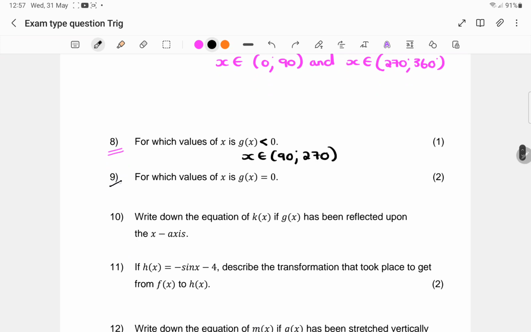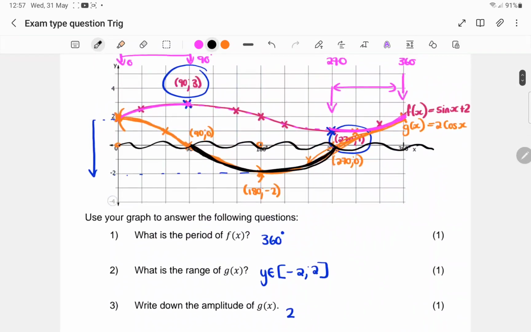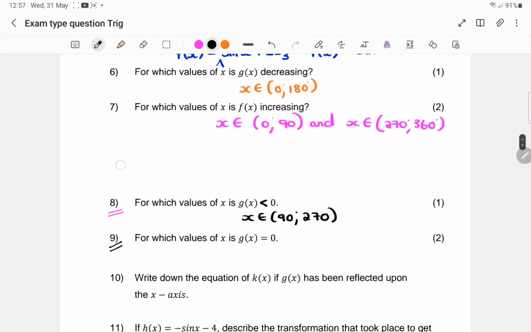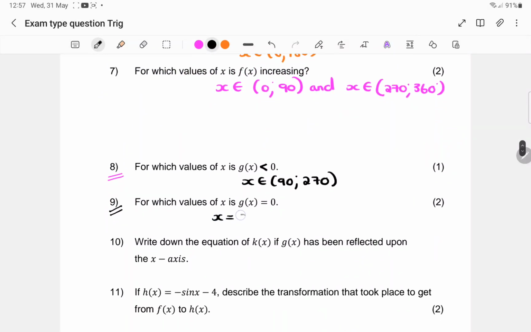Okay, number 9. For which values of x is g of x equal to 0? So g of x, where is it touching the 0? So over there and over there. So where's the y 0? Remember, g of x is the y value. Where is it equal to 0? So over there and over there. So where x is 90 and where x is 270.